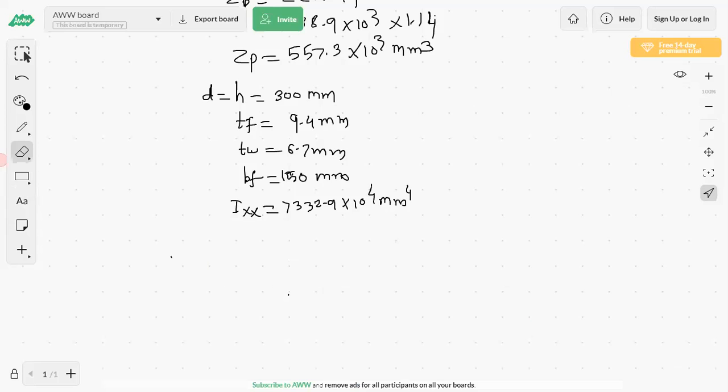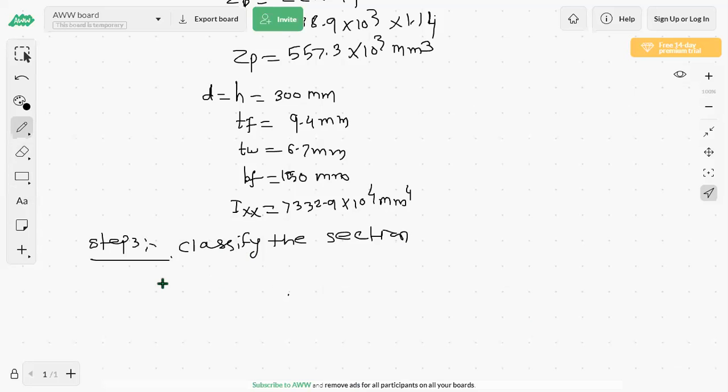Okay, so now next, step number 3. What is step number 3? Classify the section. Step number 3, classify the section. So how to classify the section?